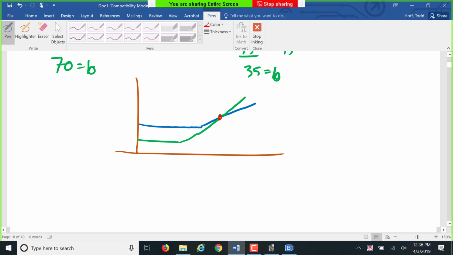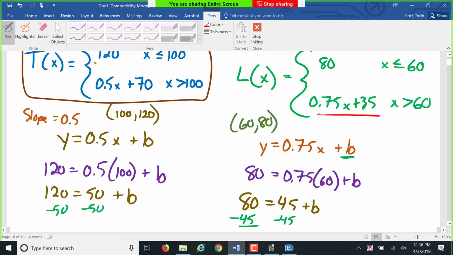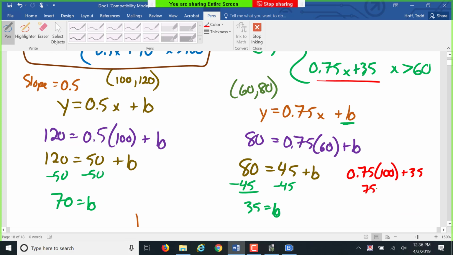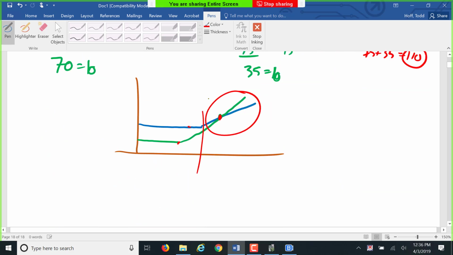To double check, let's make sure that LX doesn't hit that $120 before it gets past 100 miles. If I put 100 in for x in this formula, 0.75 times 100 plus 35 ends up being 75 plus 35, which is $110. So that does not exceed the 120. That's telling us that these lines will not cross until both of them are sloping. The reason we needed to know that is now we know what two things to set equal.